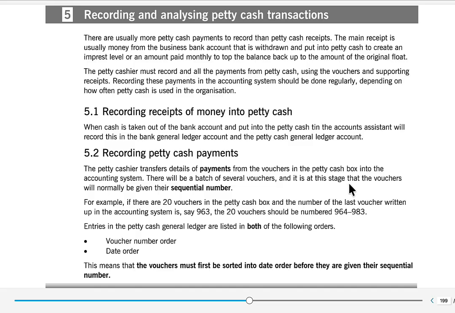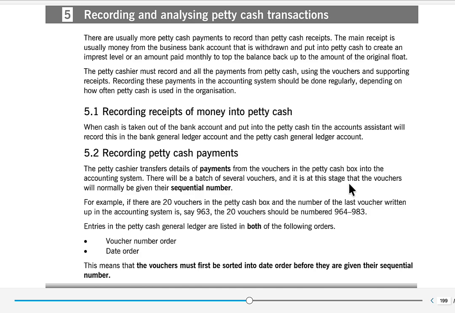This batch might be recorded daily in a busy business, weekly in a normal business, monthly in a small business. So the petty cashier collects many vouchers. Then the accounts assistant enters them into the accounting system together. What is the main job in Lesson 5.2? The job is very simple to say, but it must be done carefully.